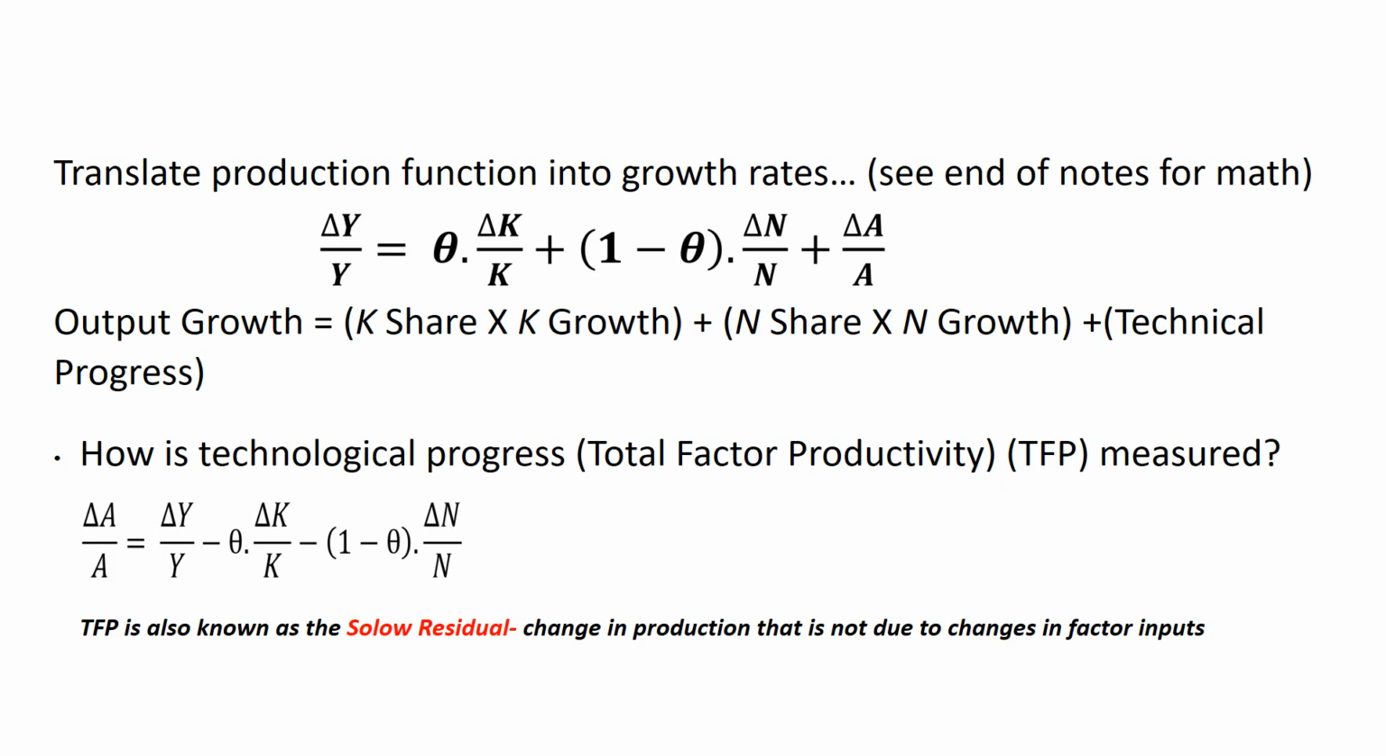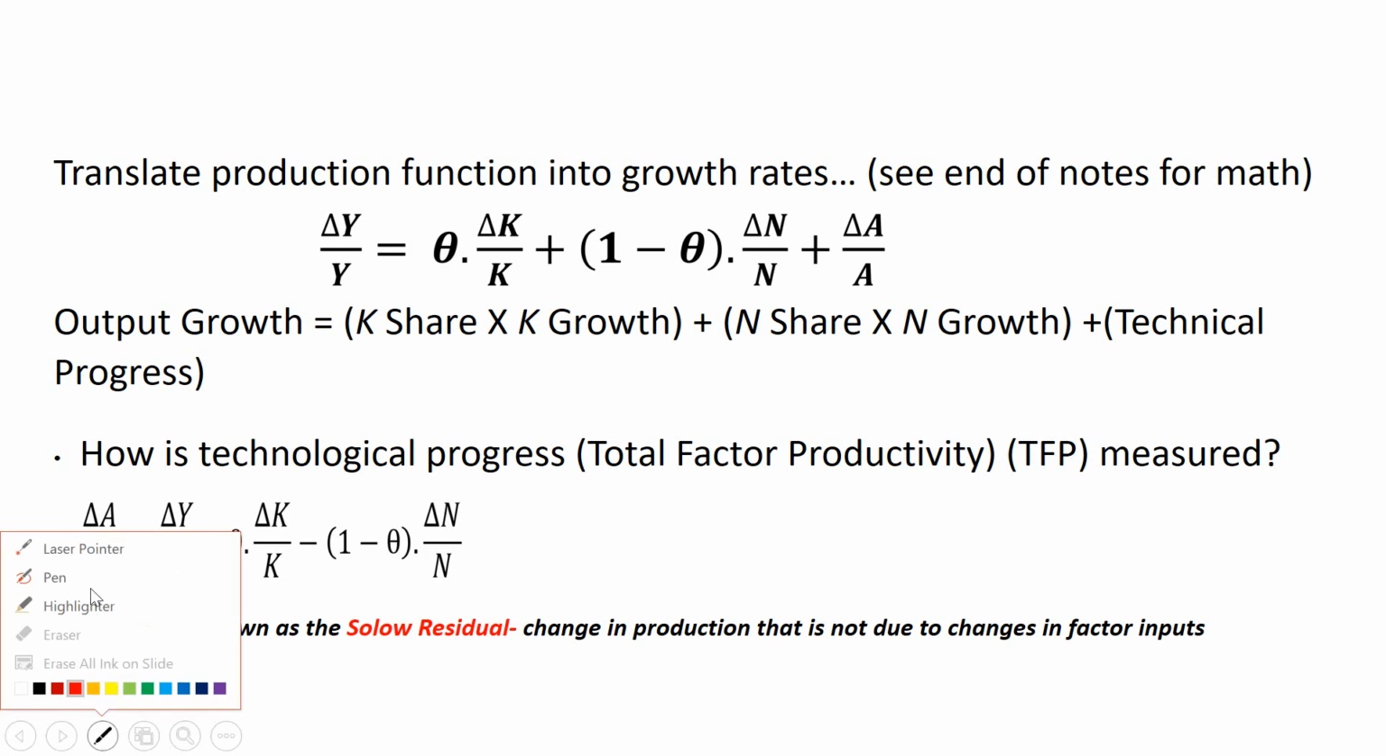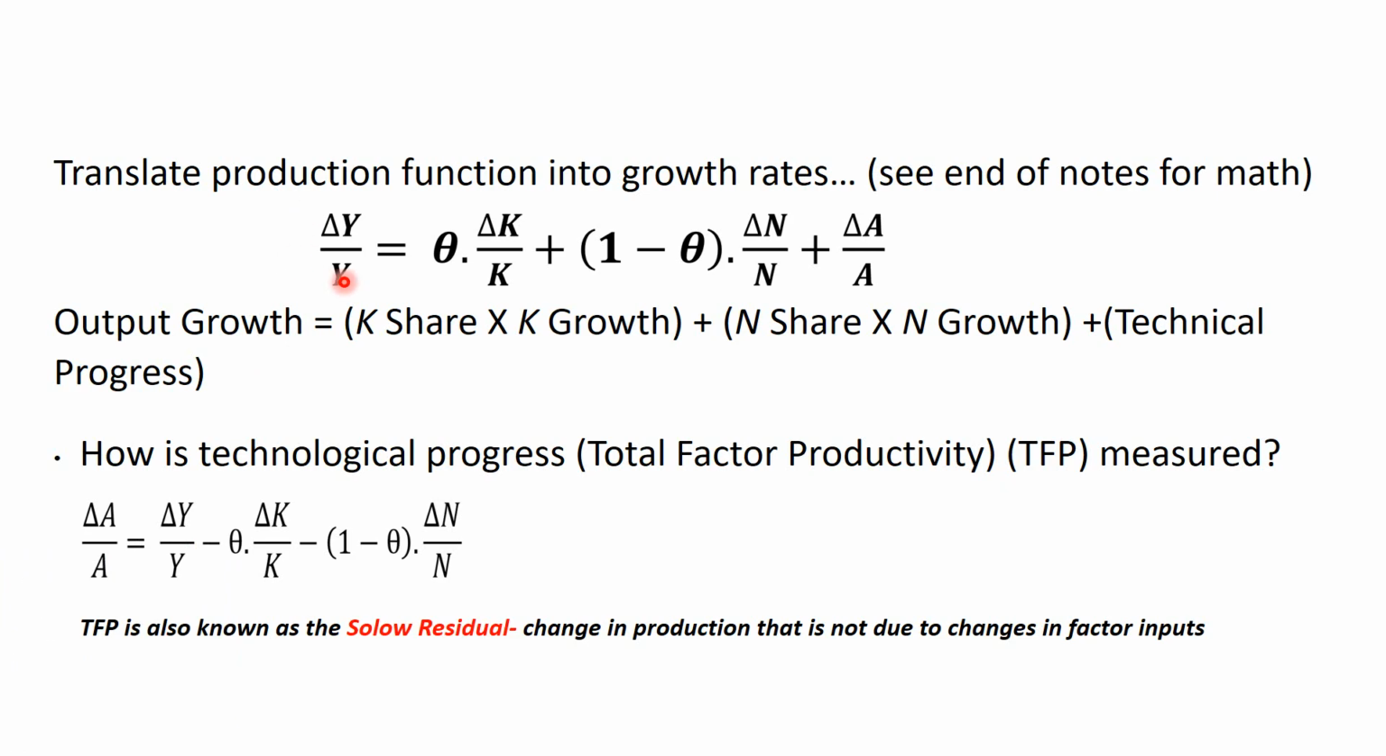Suffice to say that when we translate the Cobb-Douglas production function into growth rates, we end up with something called the growth accounting equation, which is this equation here. And what is it suggesting to us? Well, it's suggesting that the growth rate in output depends on the growth rate of capital stock as well as the growth rate of the population, as well as the growth rate in technological progress. In addition, it depends on theta and 1 minus theta.